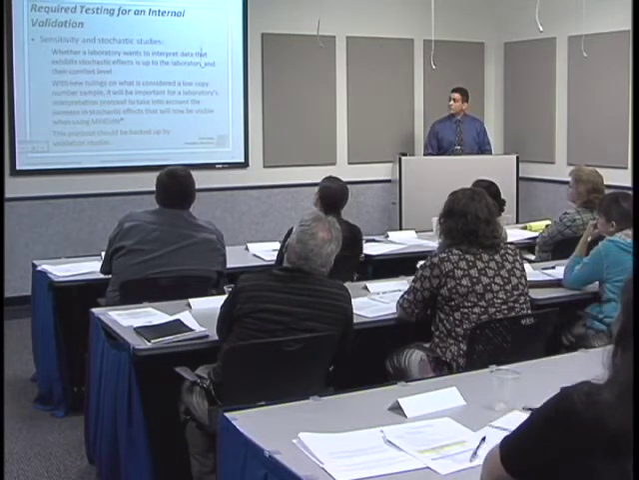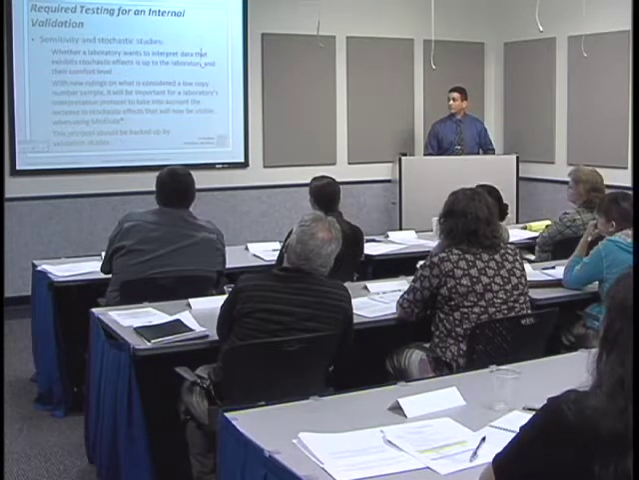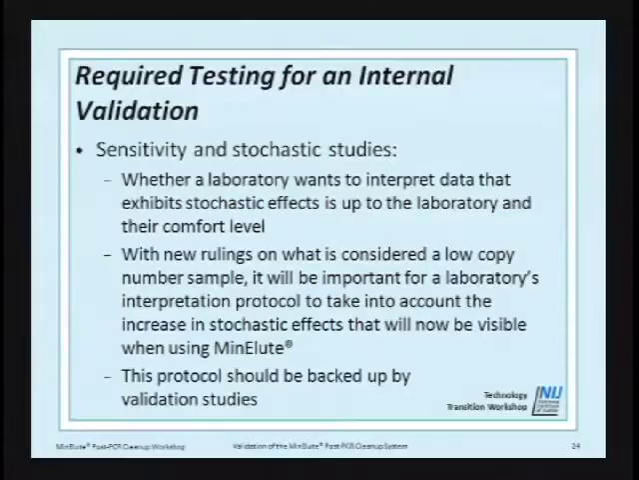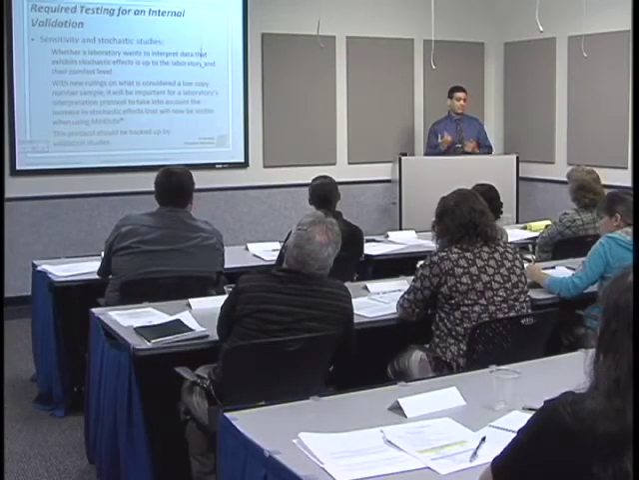With new rulings on what is considered a low copy number sample, it will be important for a laboratory's interpretation protocol to take into account the increase in stochastic effects that will now be visible when using MinElute. So it's not that you're getting an increased effect with MinElute, it's just that you're going to see it more clearly now. So, for example, you may have had something that's hidden in your baseline or just above your baseline. When you do the MinElute cleanup, you have dropout. You had one peak showing up and then your other peak isn't going to be there.